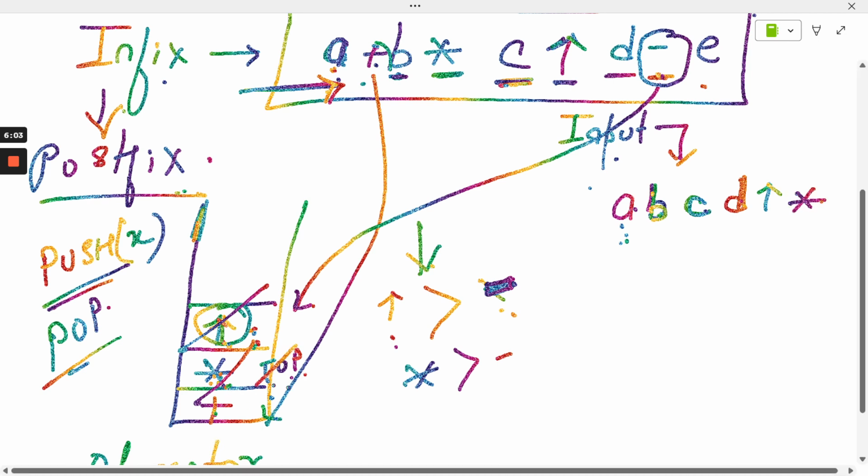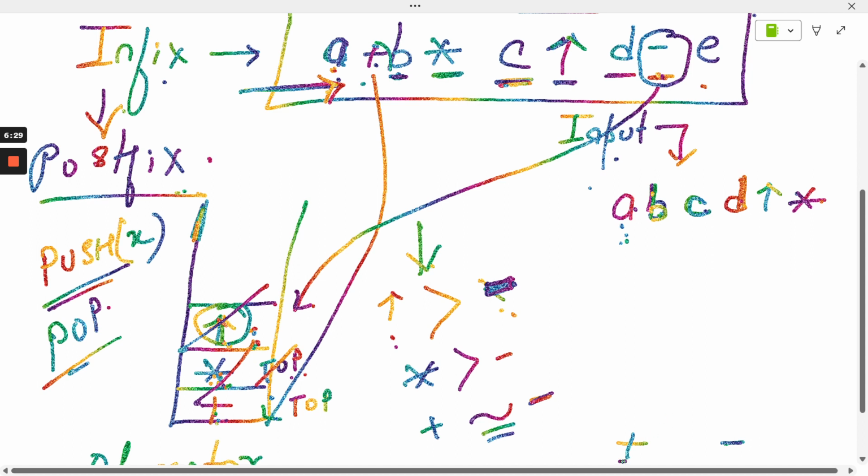Now we move the top to this. Now top points to plus. Now plus and minus have equal precedence. So when the precedence matches, what will we do? Plus has the same precedence as minus, and we already know that if an expression has both plus and minus, then we check the associativity.